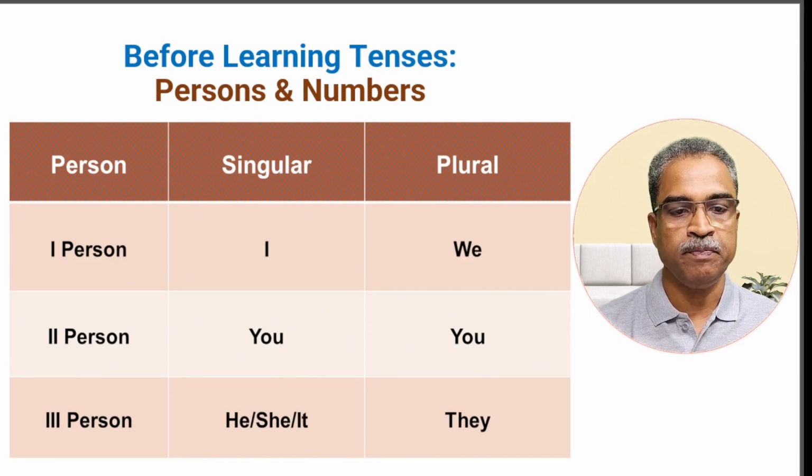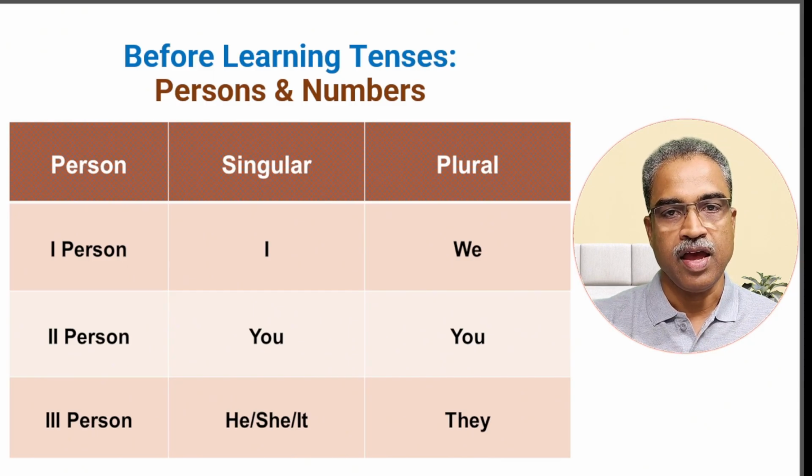So first person singular is I and plural we. Second person singular is you and plural also is you. And third person we have singulars, three of them. He, she, it. He masculine, she feminine, it for neutral gender. And then third person plural we have they. So once again, three persons. First person, I, we. Second person, you. Third person, he, she, it, and plural, they.